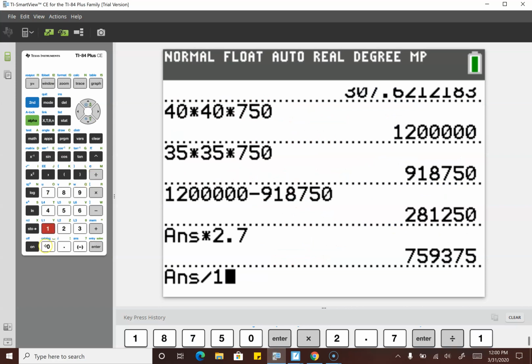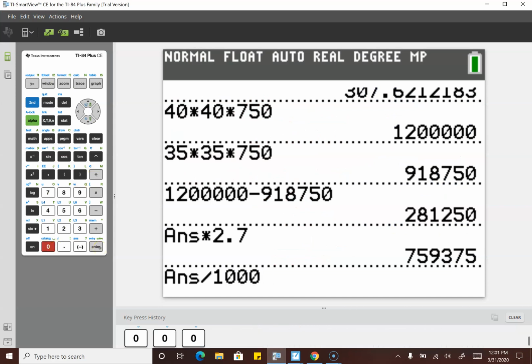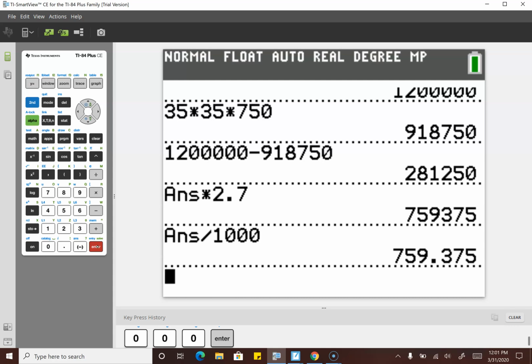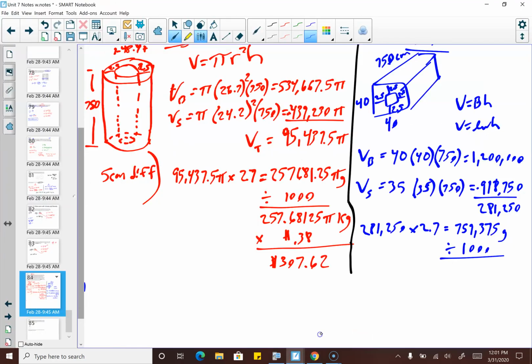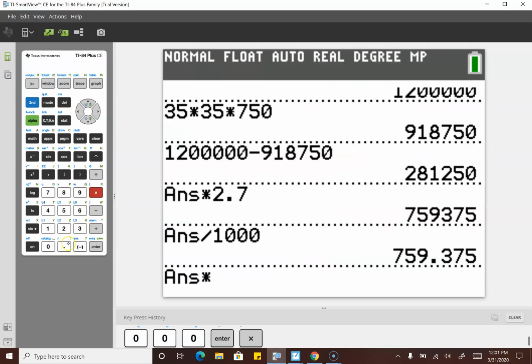Okay, and I'm just doing this in the calculator to keep my numbers with me so that I can just multiply. So 759.375 kilograms. And then, in order to get the cost, we are going to multiply by 0.38. So multiply by 38 cents, or 0.38.